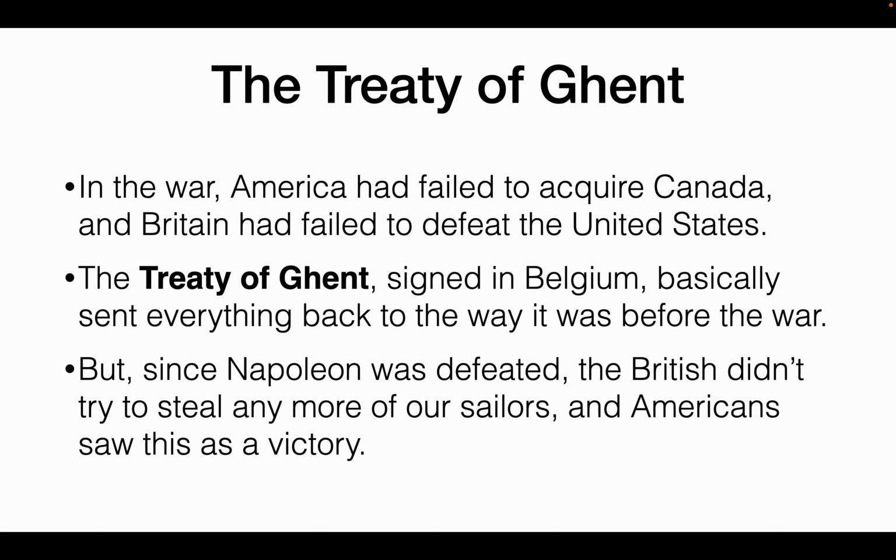In the war, America had not captured Canada. Britain had not captured the United States. The Treaty of Ghent basically said, okay, everybody back to your sides. Everybody go back to the way things were before the war. However, Napoleon was gone, so the British didn't try to steal any more of our sailors. And so America thought, you know, that counts as a victory. So we say that we won the War of 1812. It was more of a draw, really.